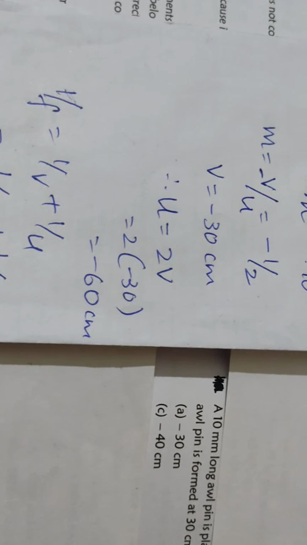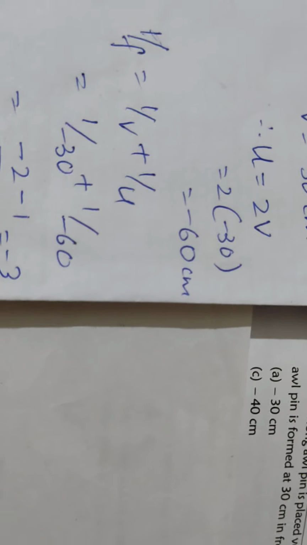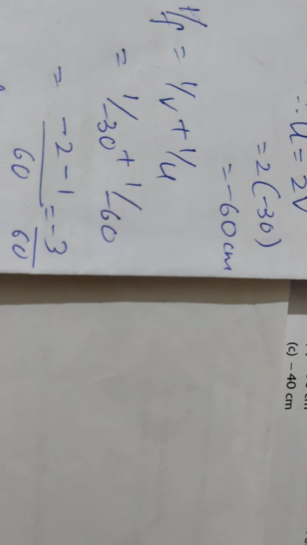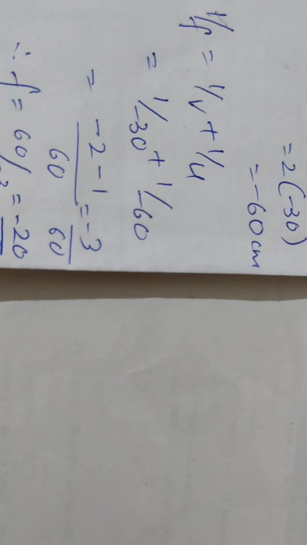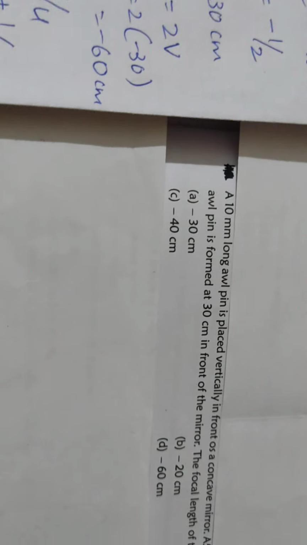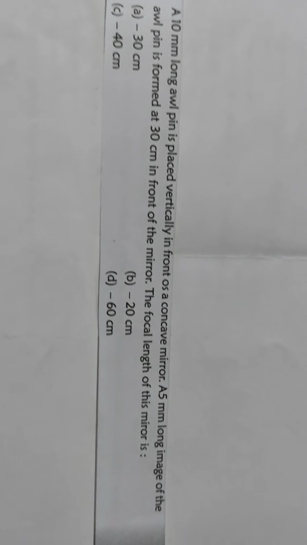Now using the mirror formula, 1 over f is 1 over v plus 1 over u, and putting the values of v as minus 30 and u as minus 60 and doing the simplification, we get f is equal to 60 by minus 3, that is minus 20 centimeters. So out of the 4 options, B, minus 20 centimeter, is the correct option.